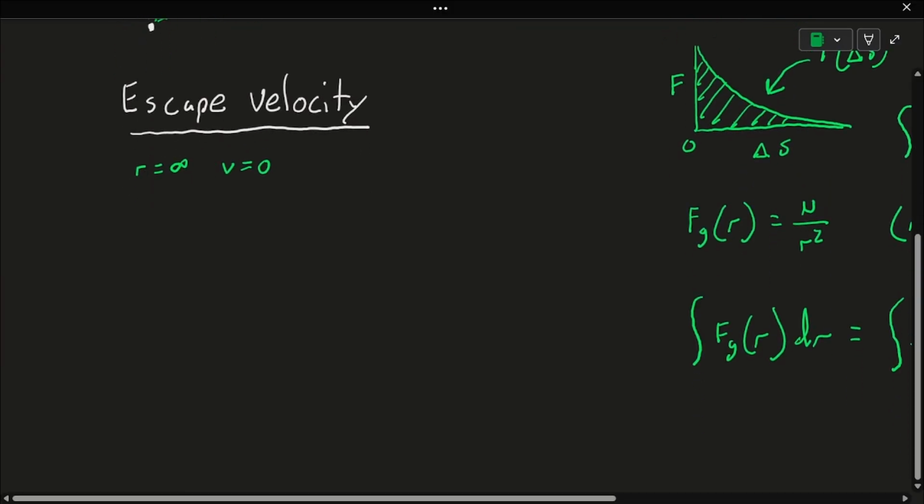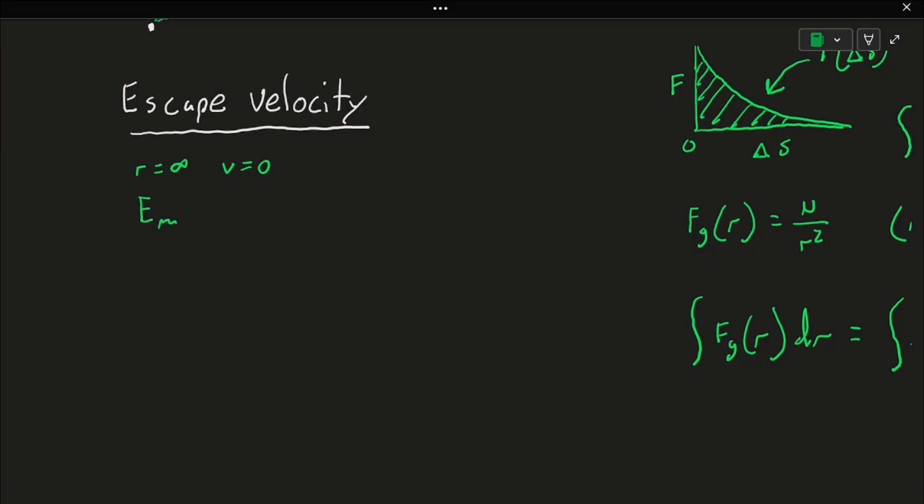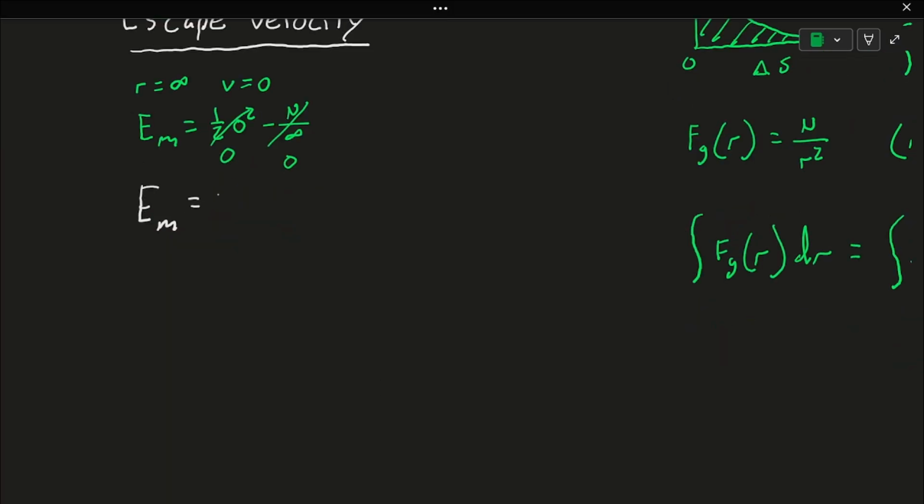So we can plug this into our energy equation. So E_m equals 1/2 times 0 squared, because remember velocity equals 0, minus mu divided by infinity. And oh look, this goes away to 0, and as does this, because if you divide something by infinity, or as you approach infinity, that's going to go to 0. So we actually have 0 mechanical energy, which I always found really interesting, equals 0.